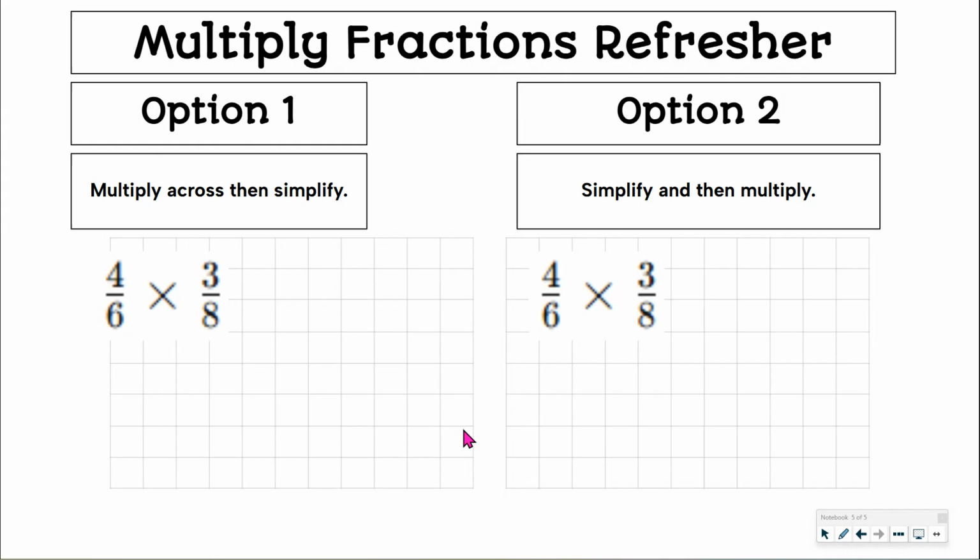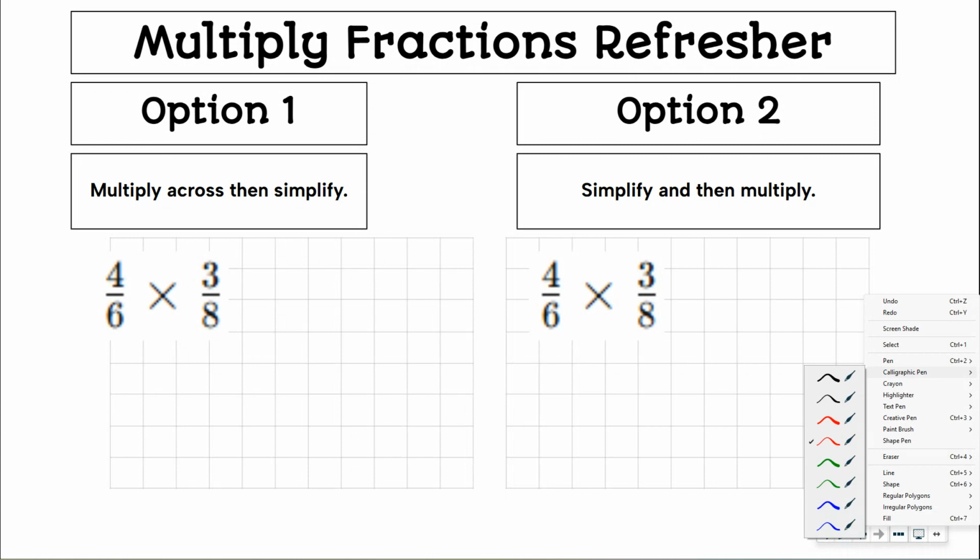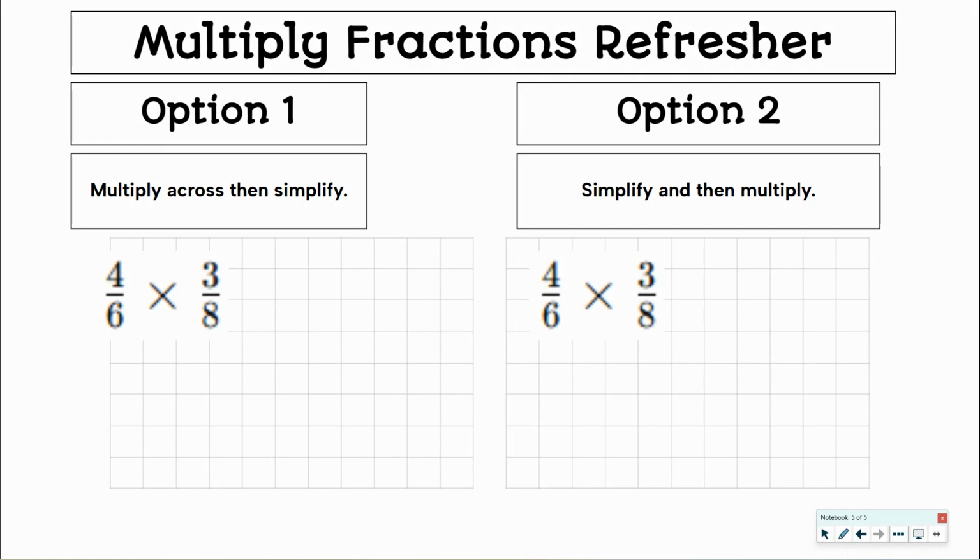So let's bring back some multiplication fractions refresher. Remember, when you are multiplying, you multiply straight across. So when multiplying, you don't have to have a common denominator. You simply multiply the numbers straight across. So 4 times 3 in this case would be 12, and 6 times 8 would be 48. Now you remember that you need to simplify your fractions.